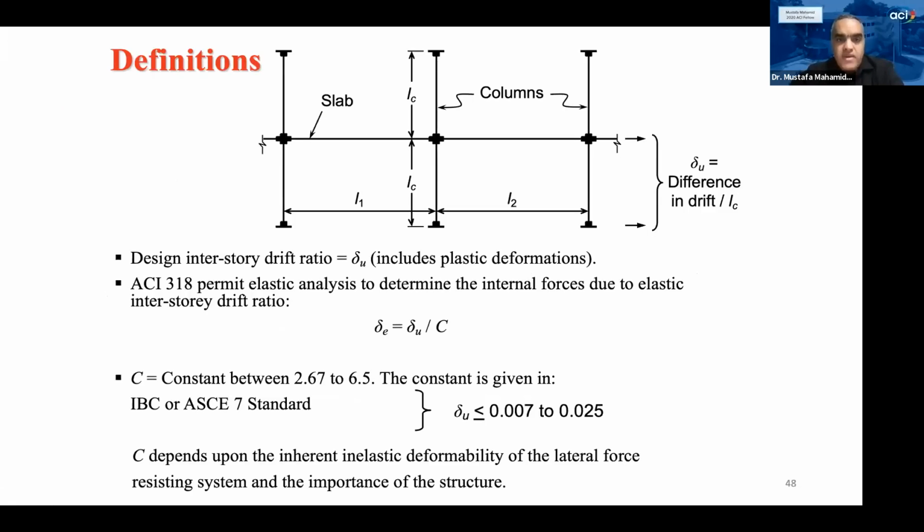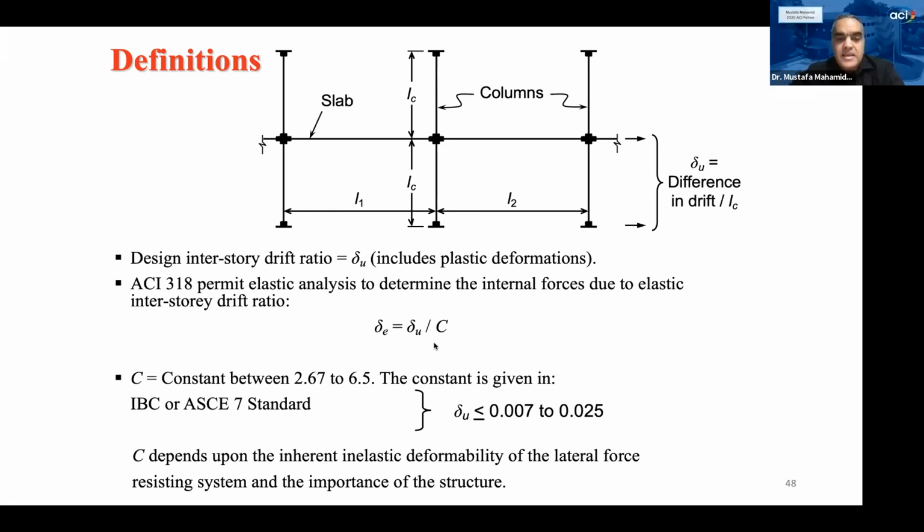Let's see, for example, if we have a frame like this, the design interstory drift is delta U, that's including the plastic deformation. ACI 318 permits elastic analysis. So that's what we typically do as engineers. We do elastic analysis, and then we amplify the elastic displacement when we design for seismic.